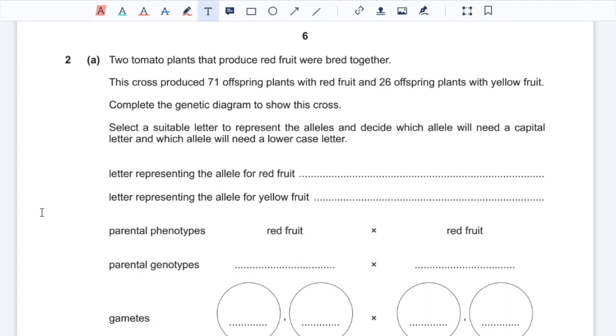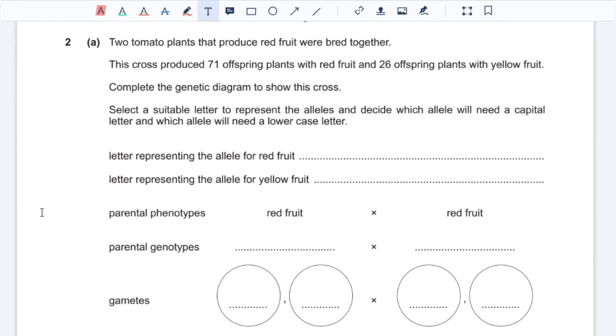Two tomato plants that produce red fruit were bred together. This cross produced 71 offspring plants with red fruit and 26 offspring plants with yellow fruit. So as you can see, the majority of the fruit are red, meaning that the allele that causes red fruit is dominant and the allele that causes yellow fruit is recessive. Complete the genetic diagram to show this cross.